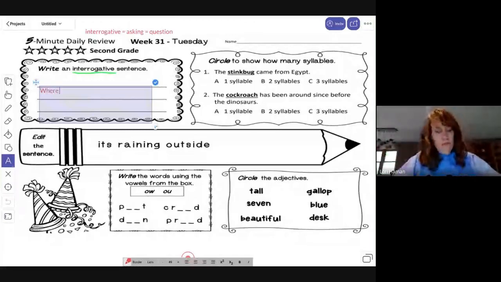So I could start with a word like where. Where are you going? would be a question or an interrogative sentence. So of course it has that end mark, right?